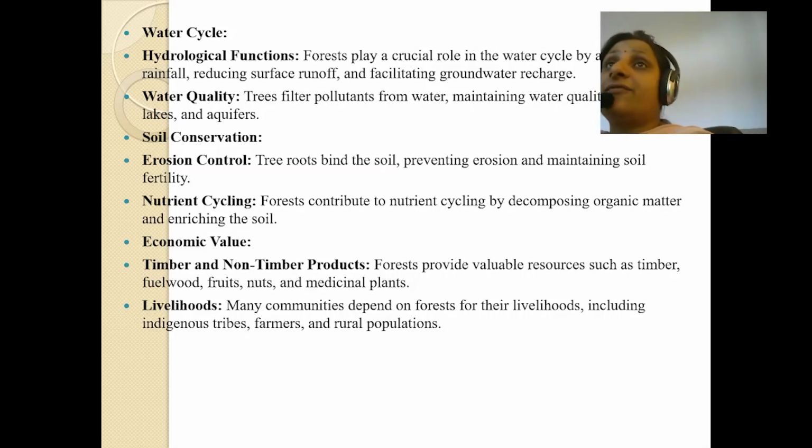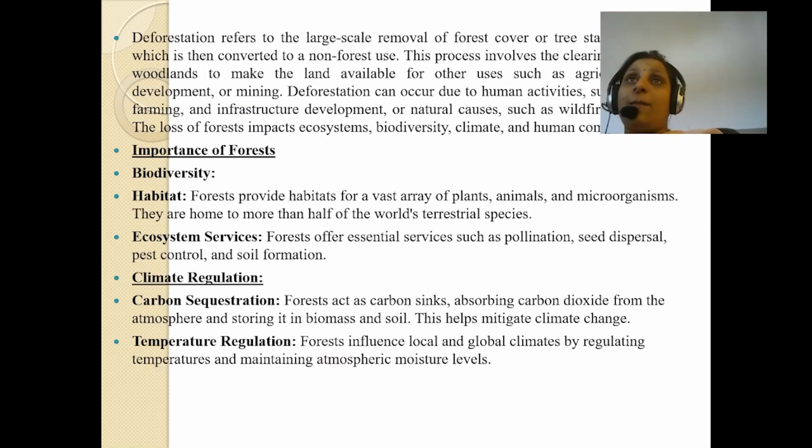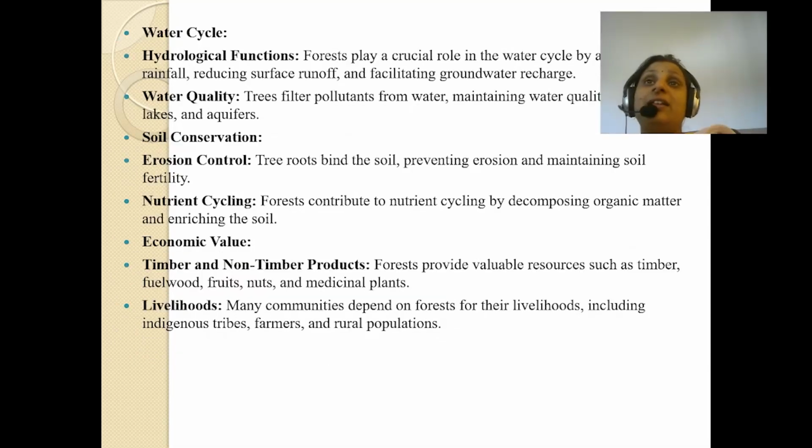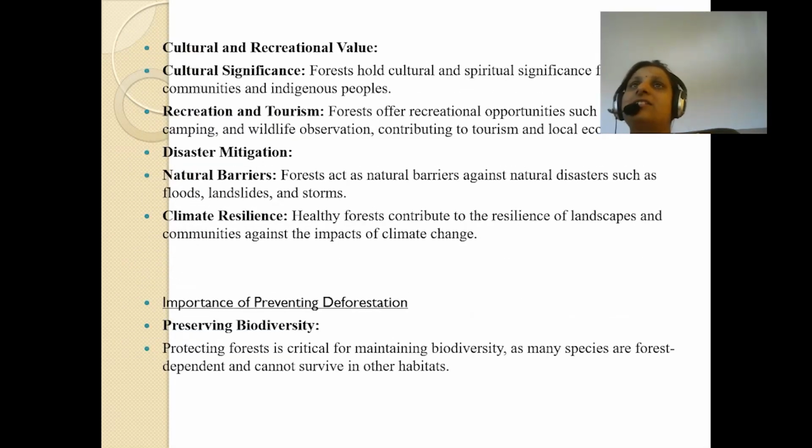So see what benefits this forest gives to us. It maintains the water cycle, soil conservation, economic value, climate, and biodiversity. So you are listening, students, how many benefits we are getting from this forest, which we think is of no value. No, students. They help us in maintaining the water cycle, soil conservation, economic value, biodiversity, and climate. How important it is.